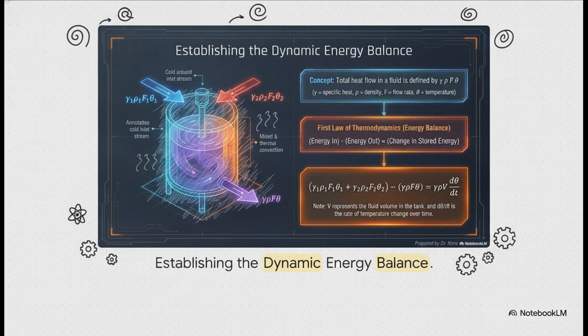To actually model this mixing tank mathematically, we have to rely on the first law of thermodynamics, energy balance. The total heat flow is the specific heat, gamma, times the density, rho, times the flow rate, F, times the temperature, theta. The fundamental rule is always this: energy in minus energy out directly equals the change in stored energy. So looking at the equation at the bottom, the energy from stream 1 plus the energy from stream 2 minus the energy exiting the tank directly equals the rate of temperature change inside the tank. That's expressed as gamma times rho times volume V multiplied by the derivative of temperature with respect to time, d theta over dt. Take a second to let that sink in.